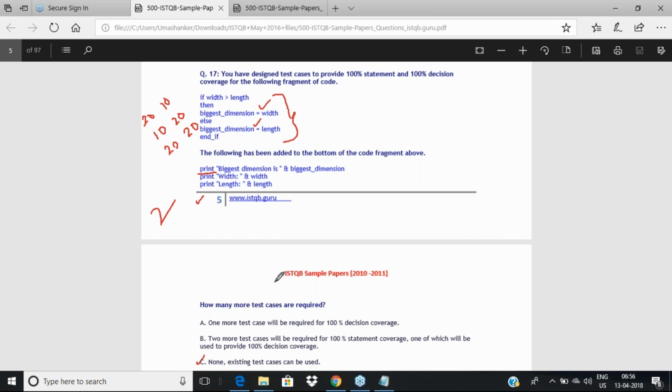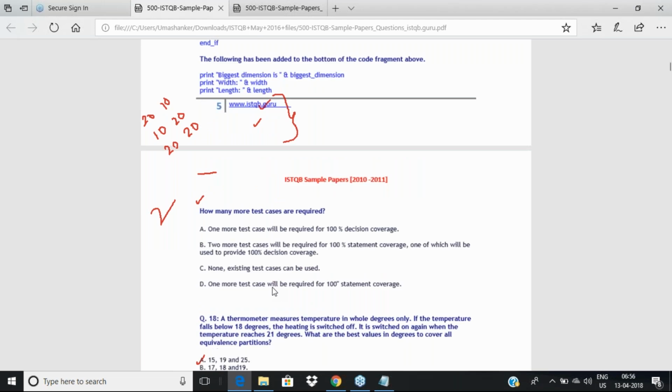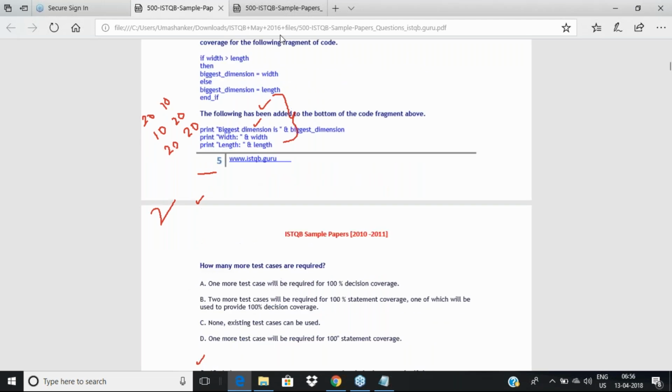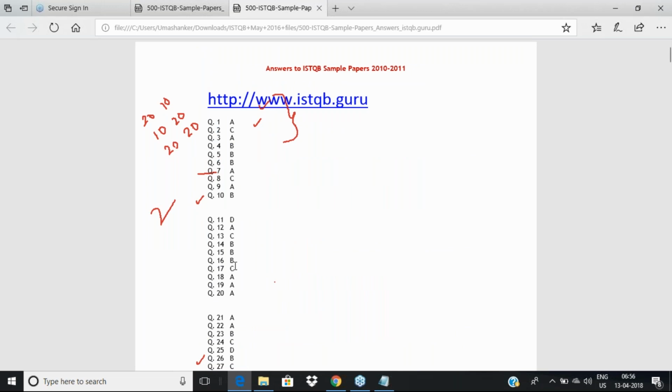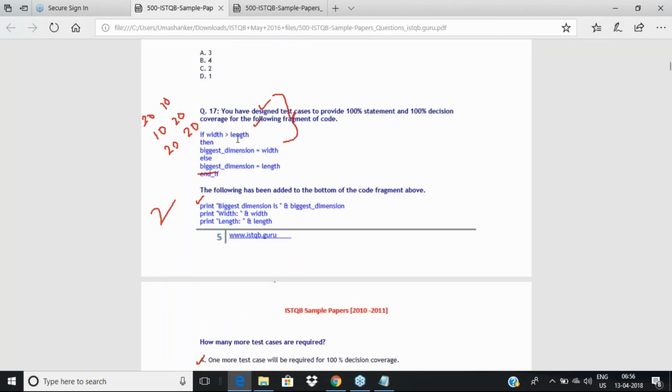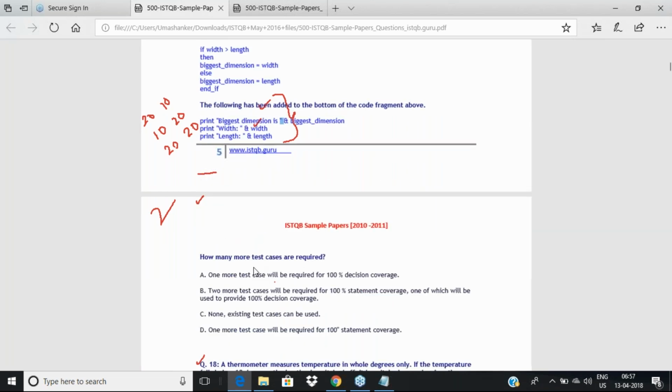Let's see what is there. This is which question? 17. Yeah. So ideally, there is nothing required there because it's good enough: it has already taken care of the decisions and the statements, and these are simple print statements printing the same values. There's nothing new that he's printing. So the answer should be C.